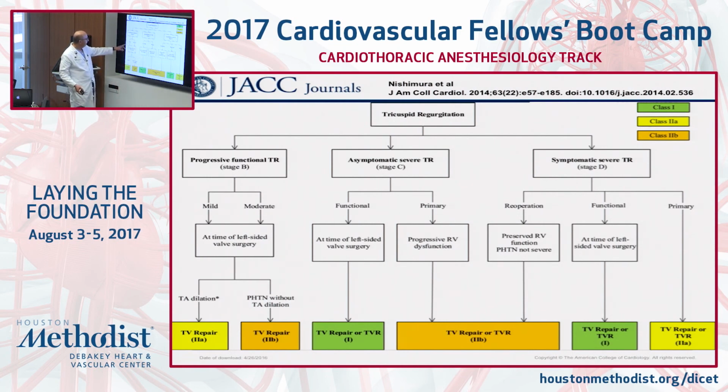And if the patient at the time of left-sided surgery has mild or moderate TR, but has tricuspid annular dilatation, you remember we talked about that, greater than 40 millimeters? It's reasonable to do it. Everything else is a 2B, which is probably won't help.